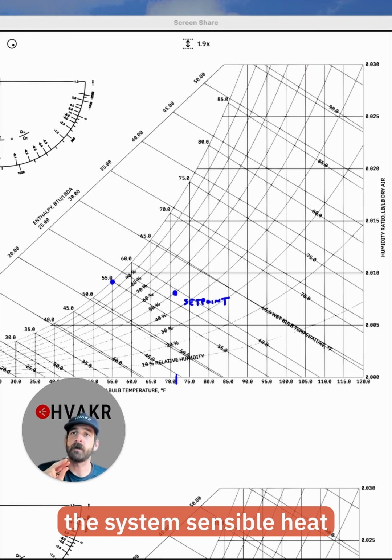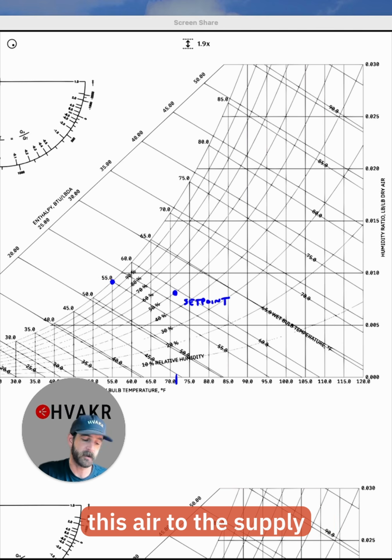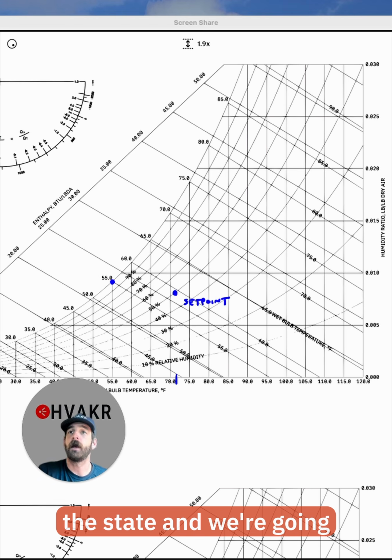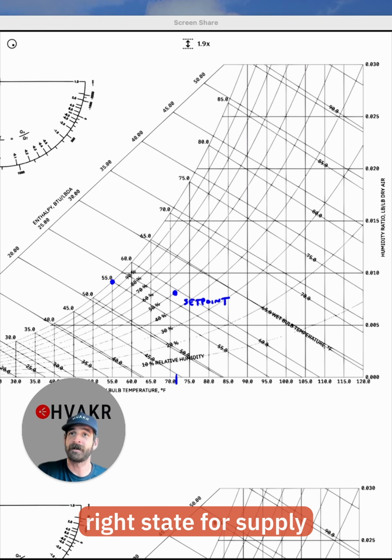Now, that's going to come with part two. In part two, we're going to talk about the system sensible heat ratio and how we get this air to the supply state that we want. Right now, we're just going to be looking at this state and we're going to ask ourselves, is this the right state for supply air? To understand that, we need to understand the space sensible heat ratio.